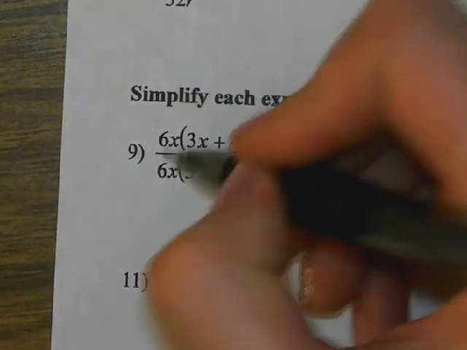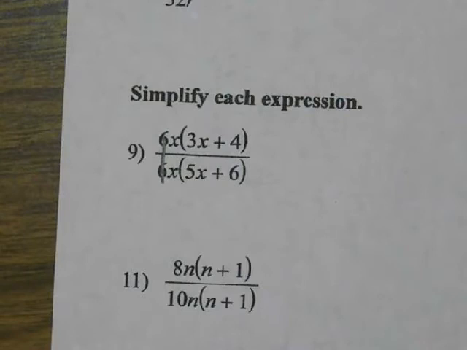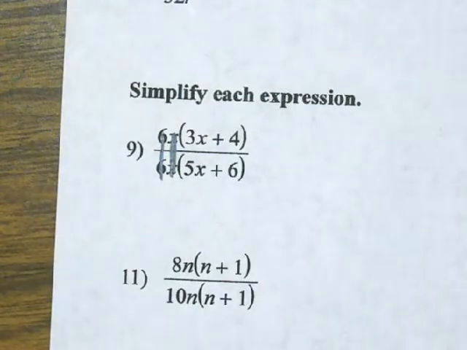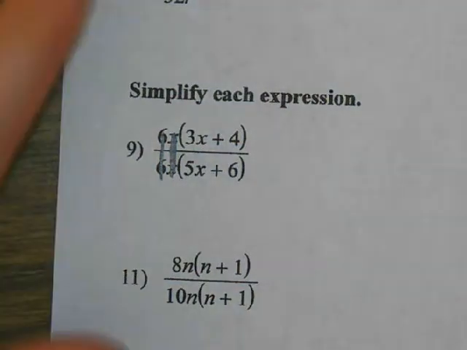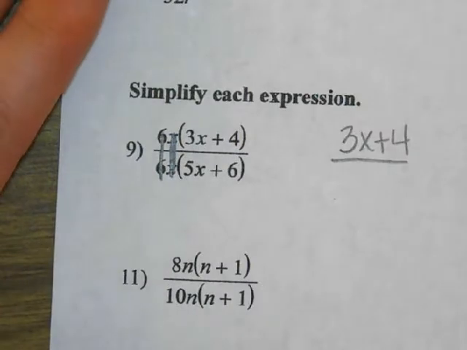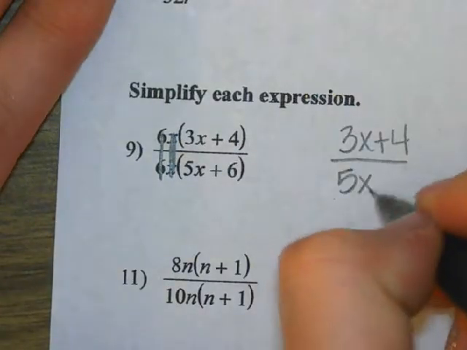So we can see 6 divided by 6 makes a 1. X divided by x makes a 1. And so what would our final answer be? 3x plus 4 over 5x plus 6.